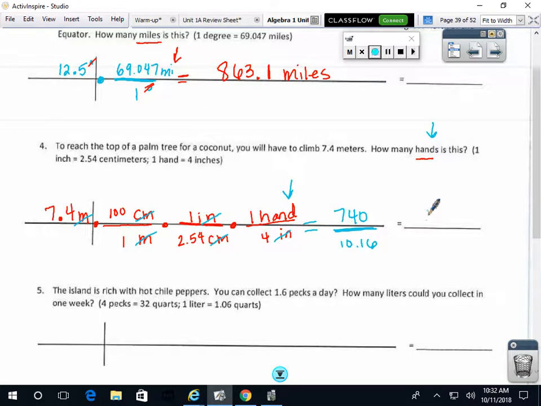Okay, now this is hands, so don't we need to round it up to the nearest whole number because we're talking about somebody's hand going up the tree? So to get to the top, you would have to place the what hand on the tree? 73rd hand, right? Because if you just stopped at 72, would you be there yet? No, you have to at least place that hand a 73rd time to get to the top. So it's approximately 73 hands.